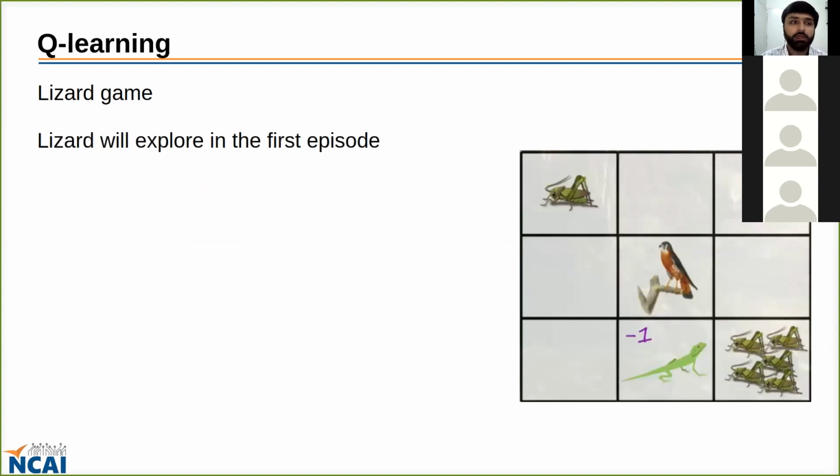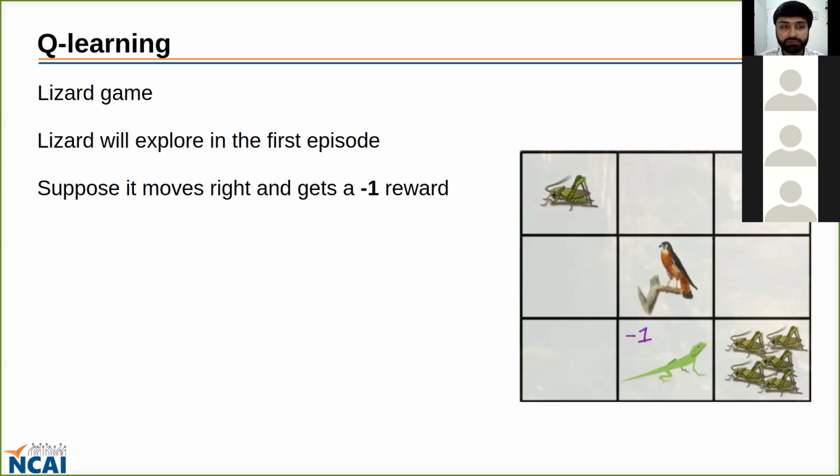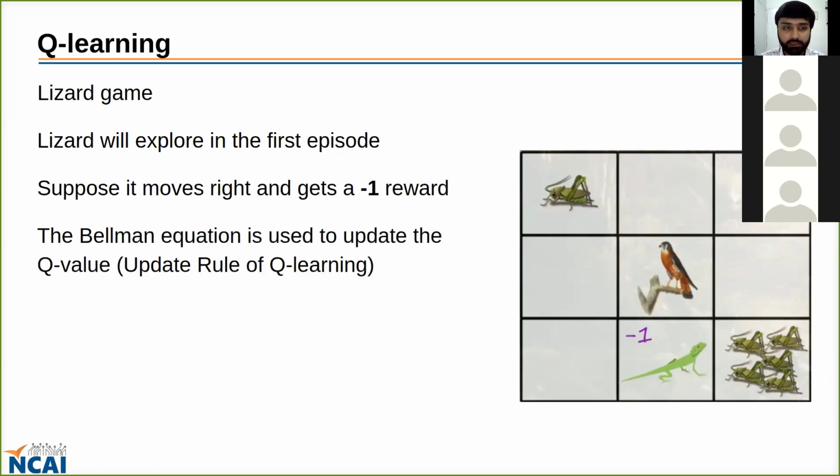Now, Lizard will explore in the first episode. It's very intuitive, but I'll explain that, as we saw earlier, at the start epsilon is 1. So in the first episode, the agent is just taking random actions. With those random actions, it is still updating its Q table, as we'll see later on. All the actions are performed to gather more and more experience about the environment. Suppose the agent moves right and gets a -1 reward. The Bellman equation is then used to update the Q value.